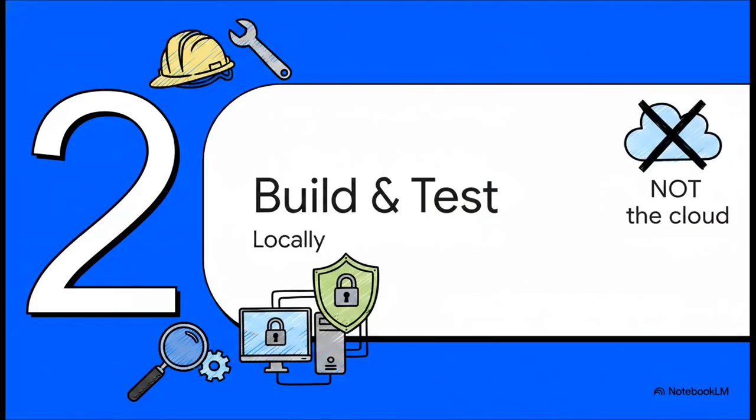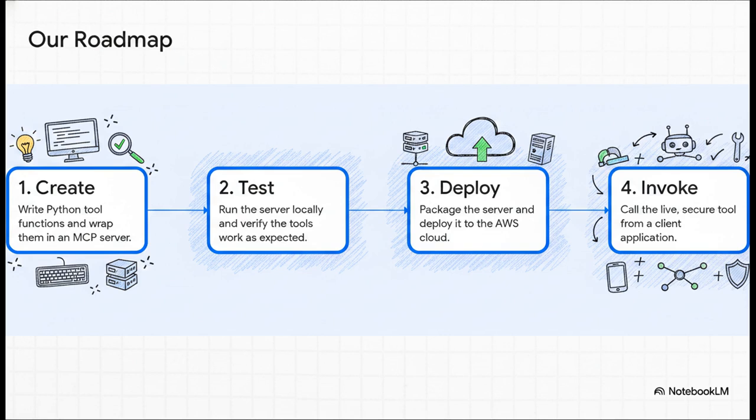All right, enough theory. It's time to roll up our sleeves and get our hands dirty. For any project like this, the first, most critical step is always to build and test everything in a safe local environment. We don't even think about the cloud yet. And here's our roadmap for the rest of this explainer. It's a really straightforward 4-step process. Create, test, deploy, and invoke. We're going to write the code, make absolutely sure it works on our own machine, then push it up to the cloud, and finally, call it like a real live service.